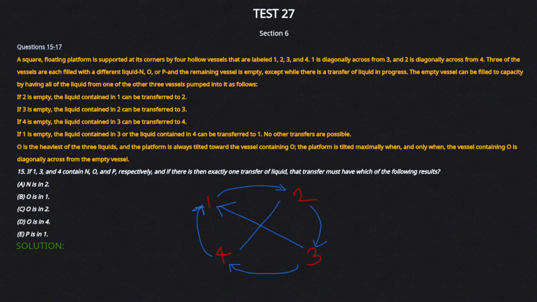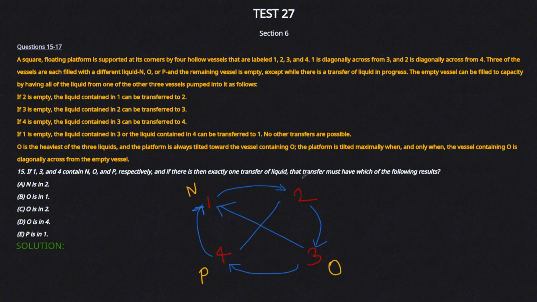And now what we're given here is that in 1 we have N. We have N here. At 3 you have O. Okay. And at 4 you have P. And it said there's exactly one transfer of liquid. That transfer must have been which of the following.